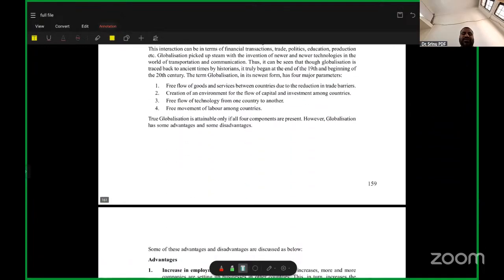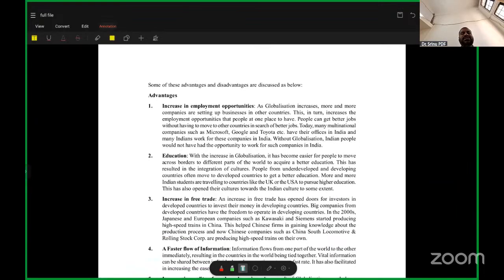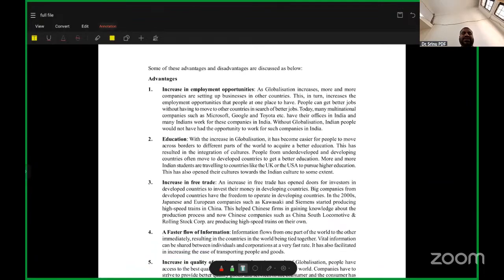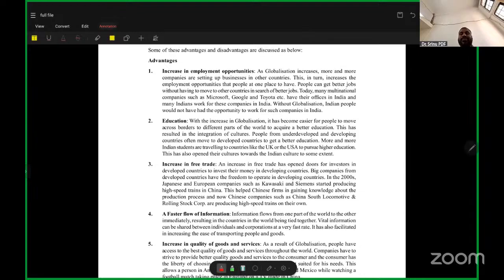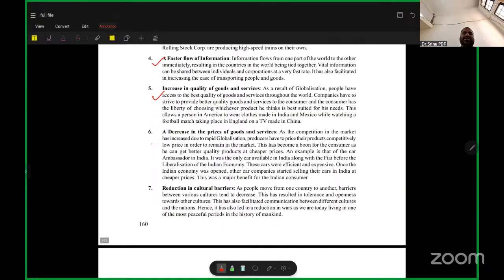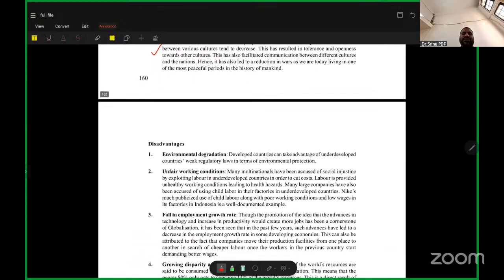Merits and demerits of globalization. Merits and demerits are simply advantages and disadvantages. If you implement globalization, most companies can establish where they are convenient. Because of that, they can increase employment opportunities, give education also, increase free trade policies and the faster flow of information, increase the quality of goods and services, decrease the price of goods and services, and reduce cultural barriers. These are the merits of globalization.